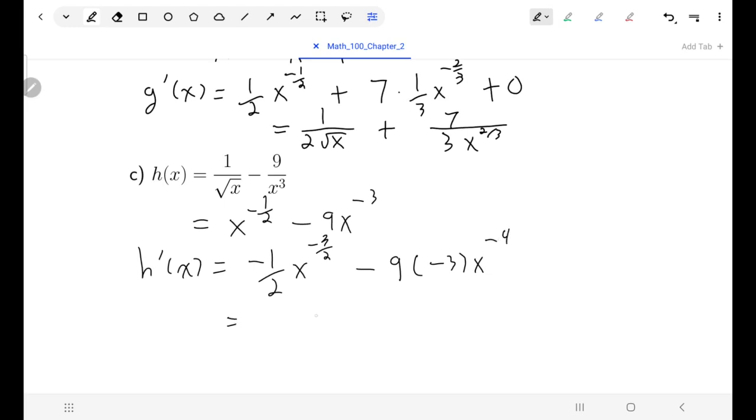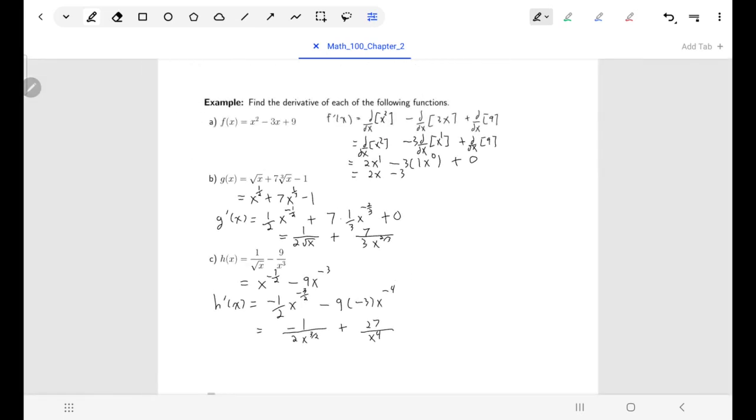And then just a little bit of cleaning up again. For the x to the negative 3/2, I'll move that to the denominator and make it x to the positive 3/2. I'll multiply the 3 and the 9 together to get 27. And instead of x to the negative 4, I'll move it to the denominator and make it x to the positive 4.